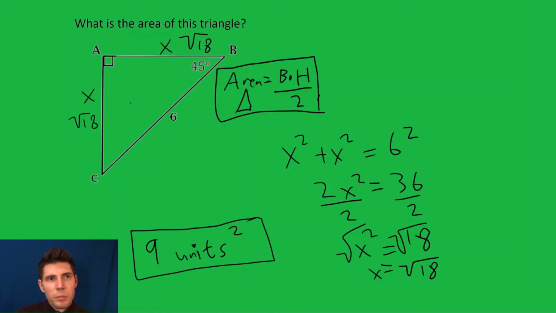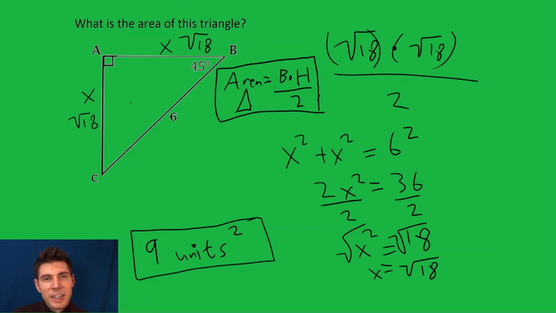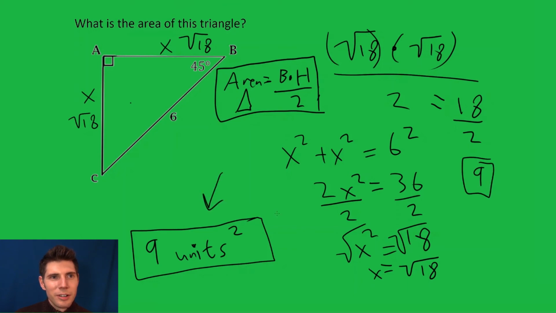So now we're going to use the formula. Our base is root 18, and our height is root 18, and then we're going to divide by 2, because that's what you do in the area of a triangle. Root 18 times root 18 is 18, and then we're going to divide by 2 still. And 18 over 2 is 9, just like we got before. So 9 units squared is the answer to the question.